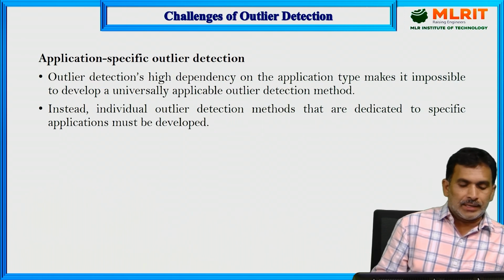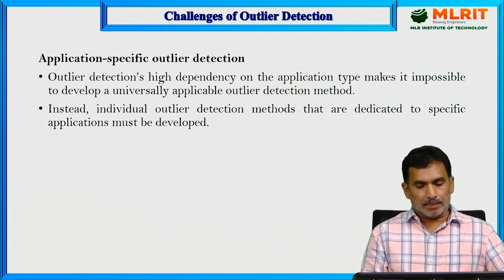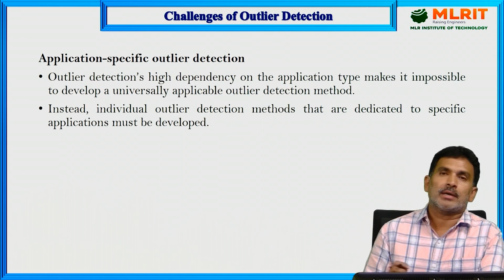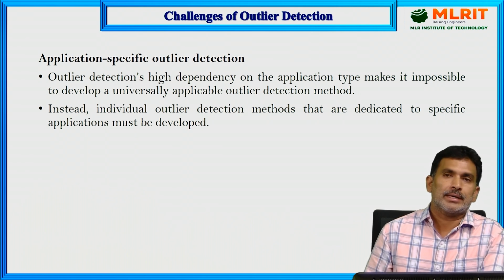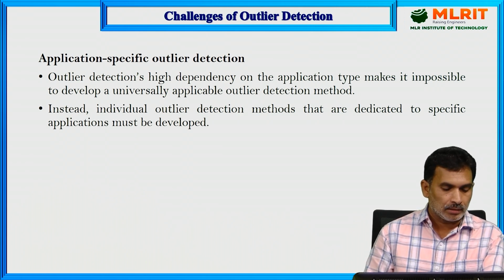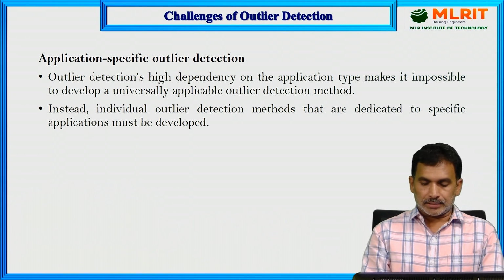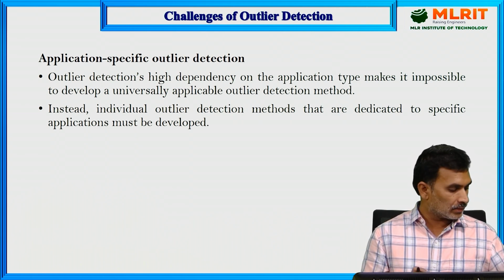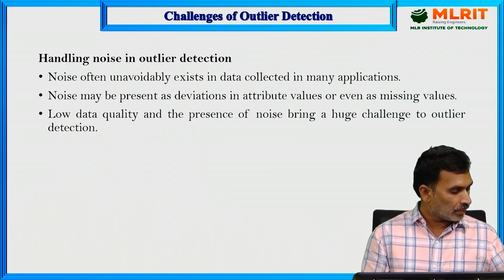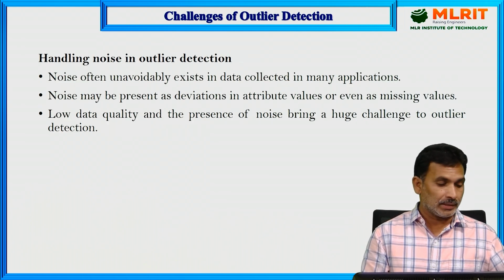So outlier detection's heavy dependence on the application type makes it impossible to develop universally applicable outlier detection methods. Instead, individual outlier detection methods that are dedicated to specific applications must be developed, because the same method cannot be used for each application.